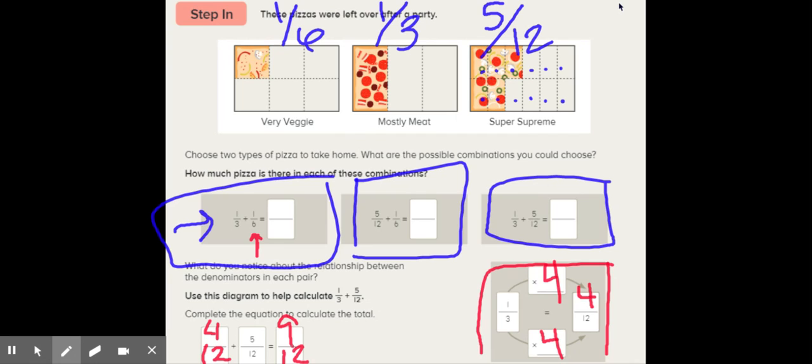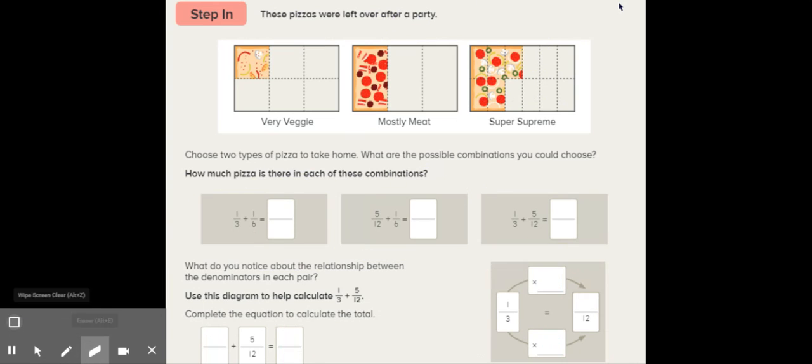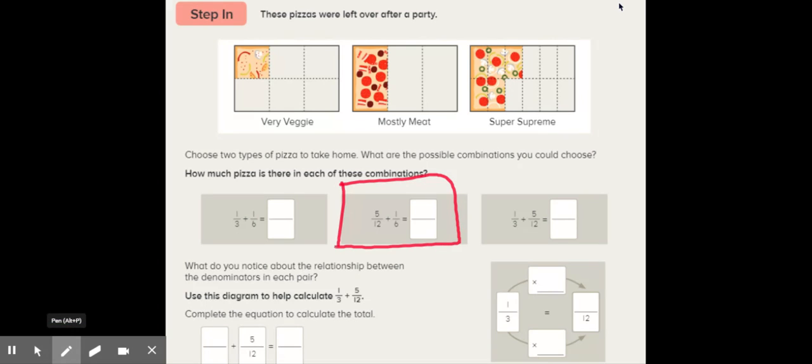I can go ahead and do the second problem. Let me clear the screen. So now I'm going to look at this one. 5/12 plus 1/6. I don't have a circle diagram on my page for this, but I know that the 12 is a multiple of 6 because my multiples of 6 are 6, 12, 18, 24. So I know 12 and 6 are related.